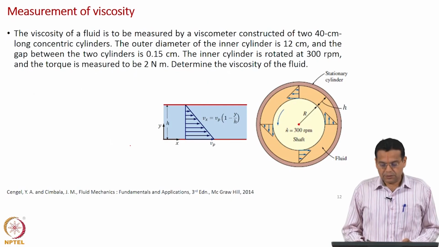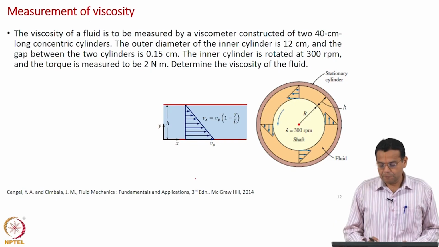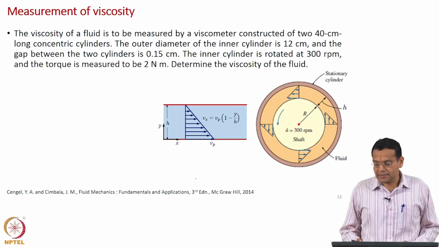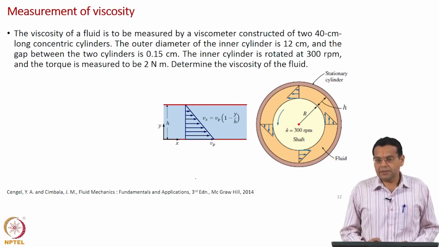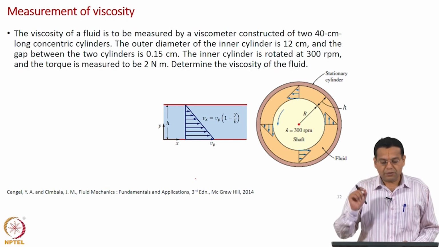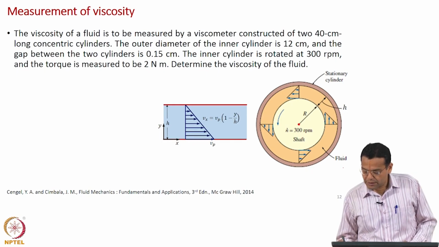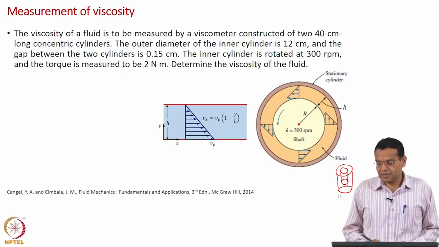Okay. Let us look at another example, a very practical example of measurement of viscosity. Before even going to the example, I would like to explain the significance of the geometry. What is the geometry here? The viscosity of a fluid is to be measured by a viscometer constructed of two 40 centimeter long concentric cylinders. So, we have two concentric cylinders, and that is our configuration. Okay. Now, why are we interested in this configuration?